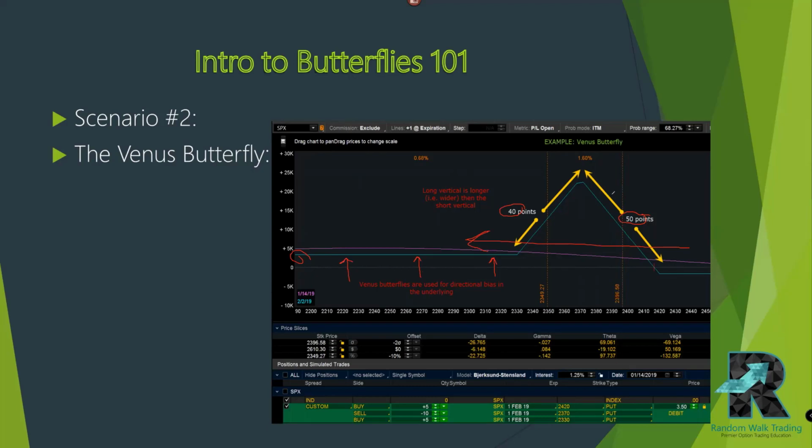If you have a directional bias, instead of using verticals, we will use a Venus butterfly because I can adjust my deltas, depending on how far I want to lift this wing up, but it also gives me a nice cheaper cost to play that direction with some potential to make some money in the trade. And we're going to talk about how this fits in with some of the other butterfly cousins that we have. But that's what we kind of call a Venus butterfly. We use this in directional bias.